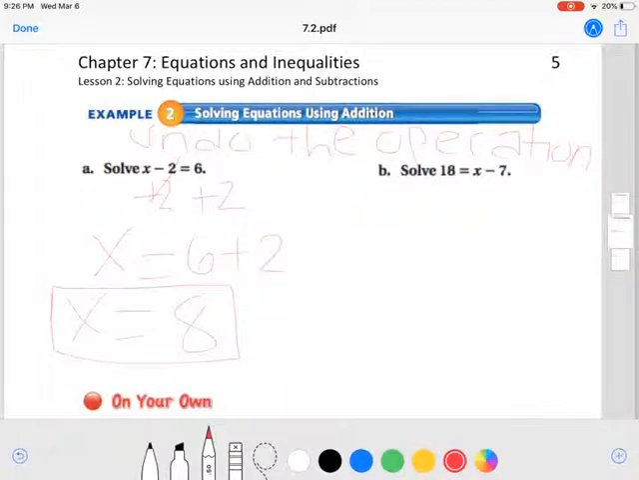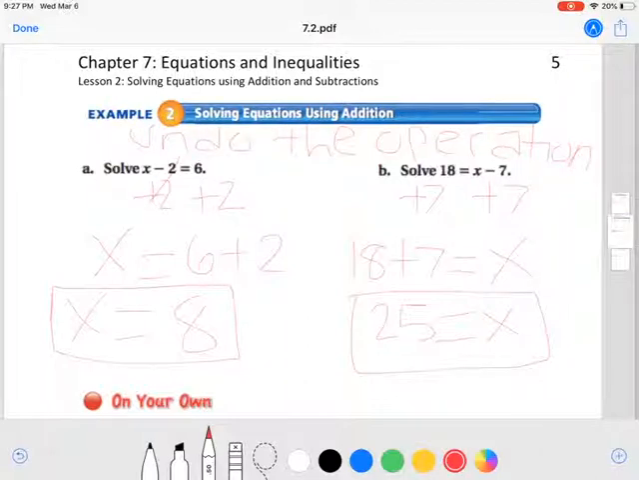All right, next one. 18 equals x minus 7. So again, I want to undo the operation, so I want to add 7 to both sides of the equation. And remember, whatever you do to one side of the equation, you have to do to the other. So I'm left with 18 plus 7 equals x. So I have 25 is my solution here.